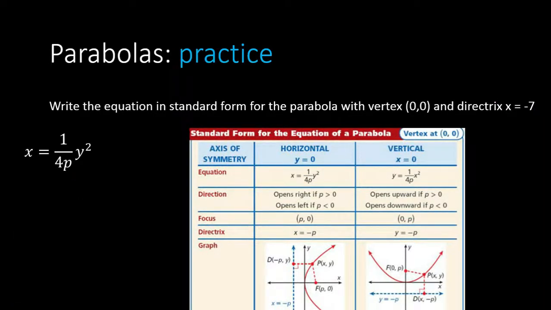I think this is our last practice of this kind. Last time, we've got x equals -7 here, which means p equals 7.